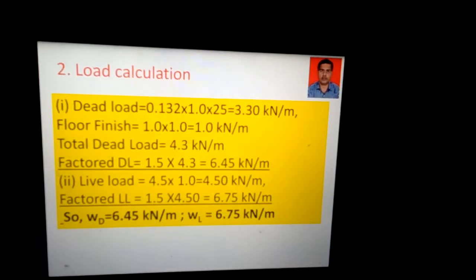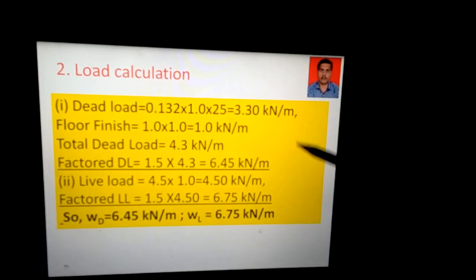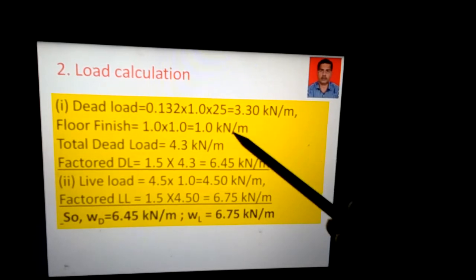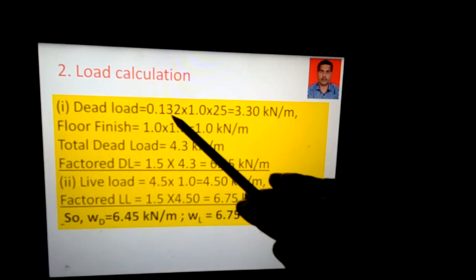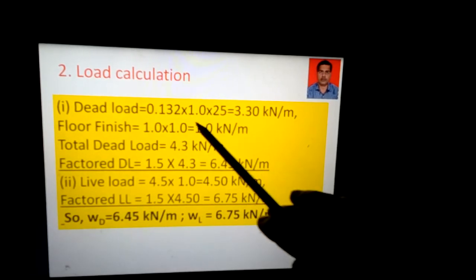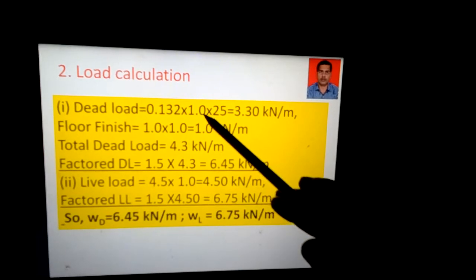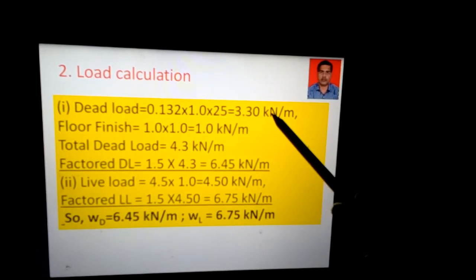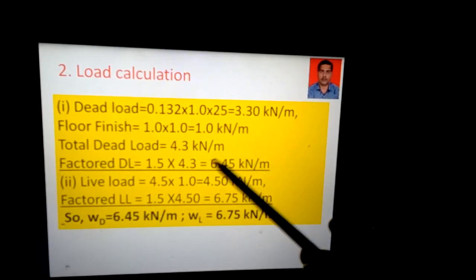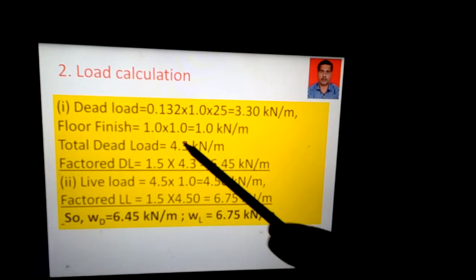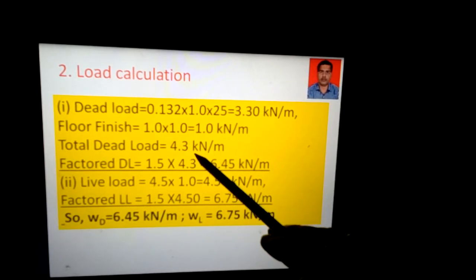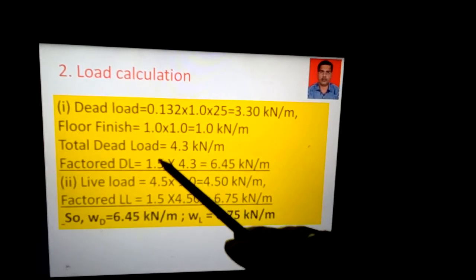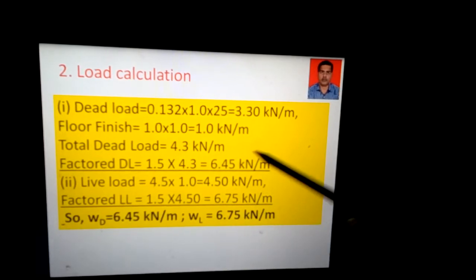With this, the next step is the load calculation. Here we have to calculate the dead load and live load separately. As given in this problem, the dead load is capital D, that is 132 millimeter, so 0.132 meter, multiplied by the design width of the slab. We generally take a 1 meter wide slab for design, multiplied by 25, the density of RCC, equal to 3.30 kilonewton per meter. Now floor finish given 1, this is 1 into 1, that is 1.0 kilonewton per meter. The total dead load adding these two becomes 4.3. Now factored dead load, 4.3 multiplied by the partial safety factor for load, becomes 6.45 kilonewton per meter.